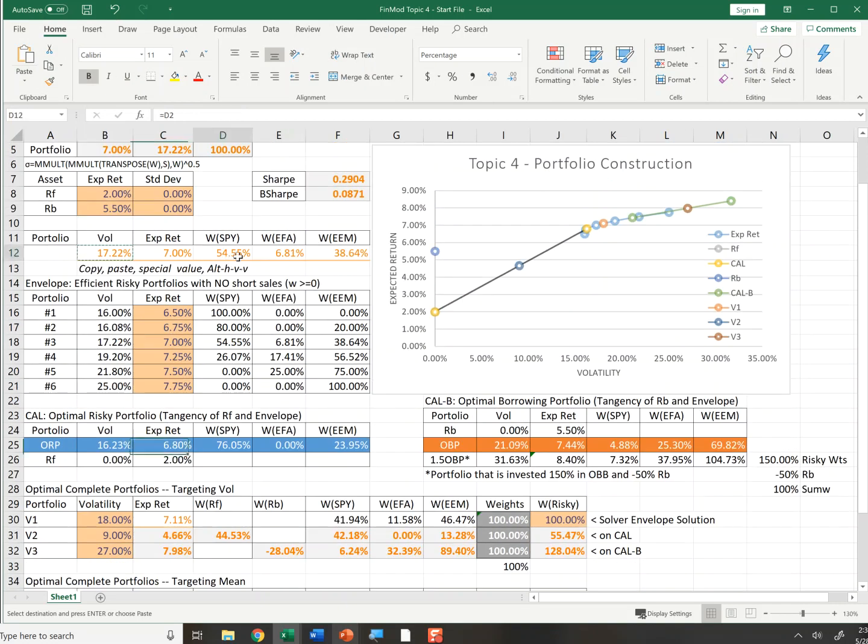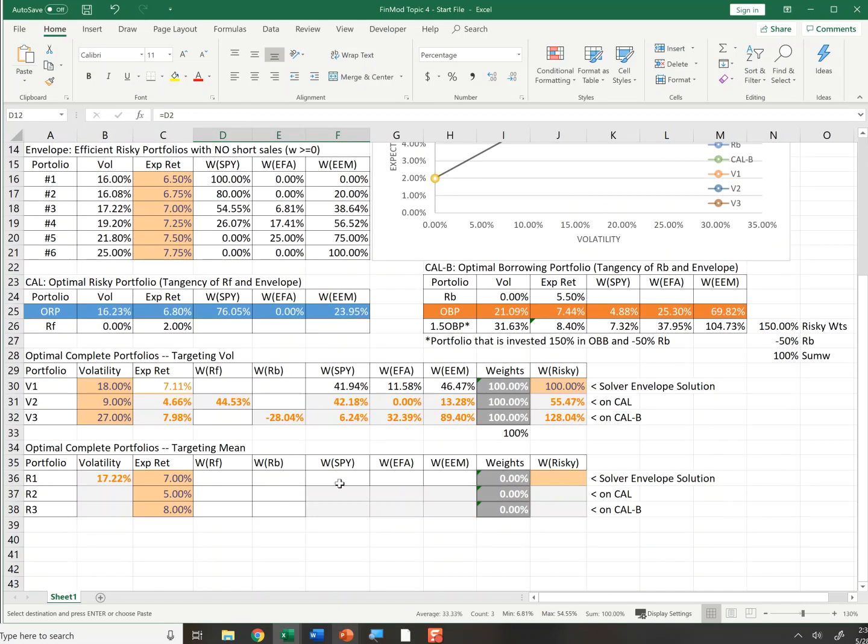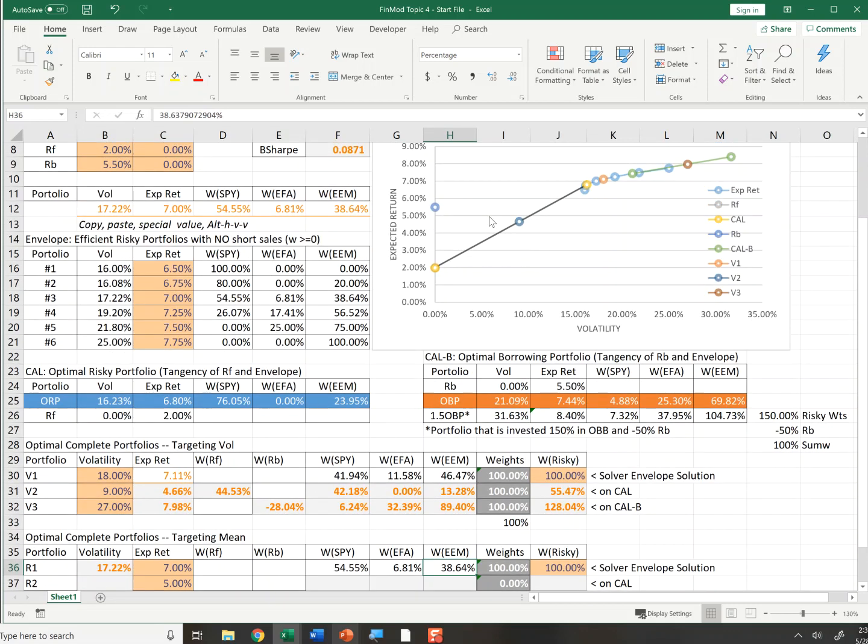The weights are these 3 weights here. Copy. Alt-HVV. And it's 100% risky, meaning no combinations of risk-free or borrowing. So if the client wants the best 7% portfolio, given our little universe of 3 risky assets, borrowing, and risk-free assets, and they had $100 to invest, I'd put $54.55 into SPY, $6.81 into EFA, and $38.64 into EMA, and it should show up right here on the envelope.